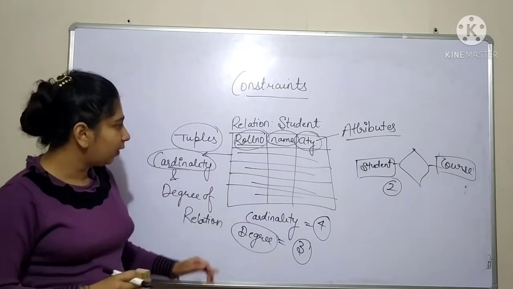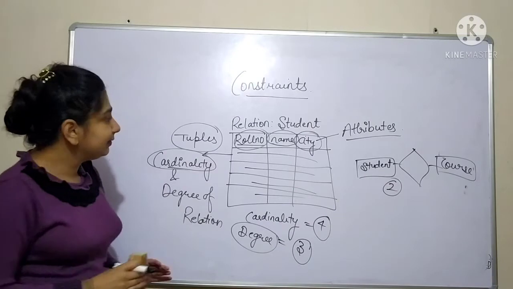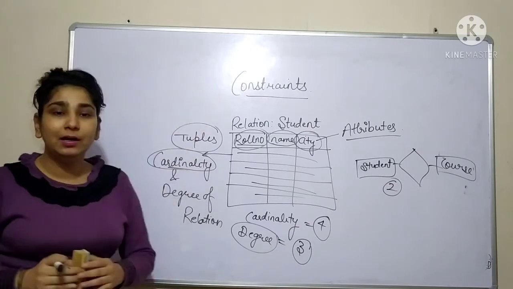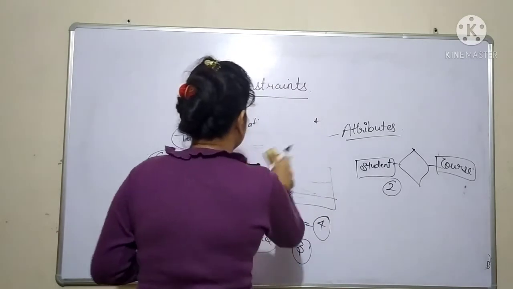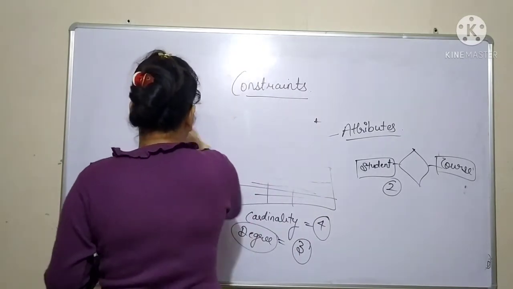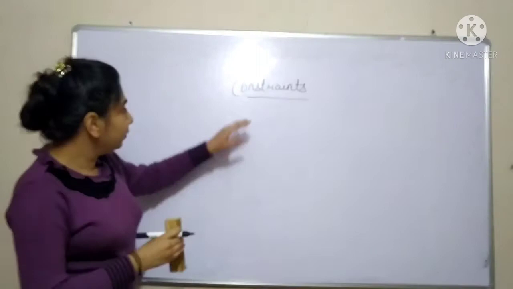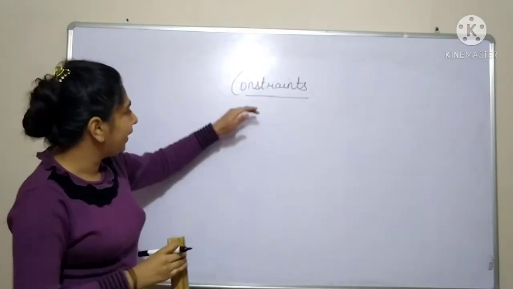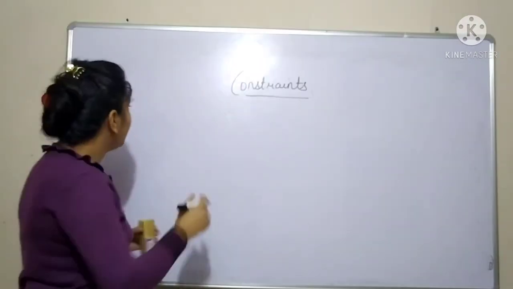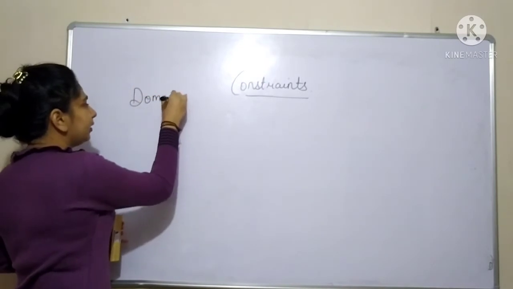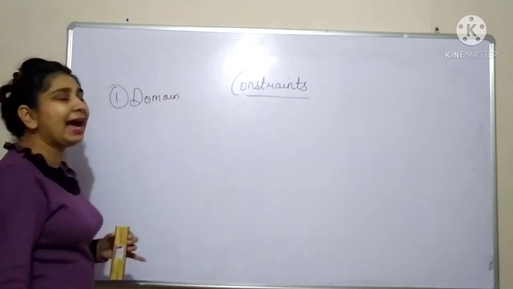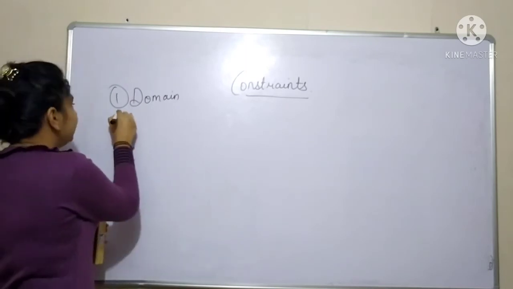I hope you are now clear on the difference between degree of relation and degree of relationship. Now let's discuss the various constraints. First constraint we have is domain constraint.